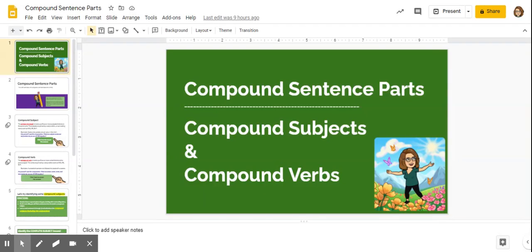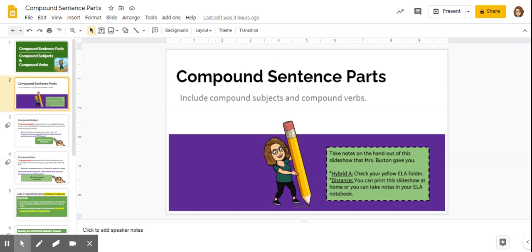Kiddos. All right, we're going to talk about our next grammar lesson, and it's all about compound sentence parts, including compound subjects and compound verbs. Hopefully those words sound a little familiar, especially subjects and verbs. All right, let's take a look. So compound sentence parts include compound subjects and compound verbs.